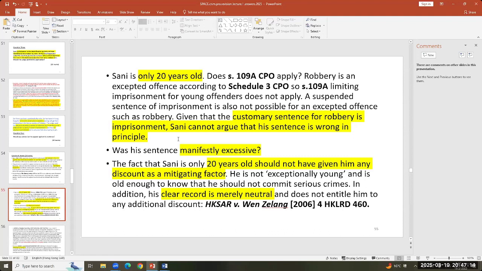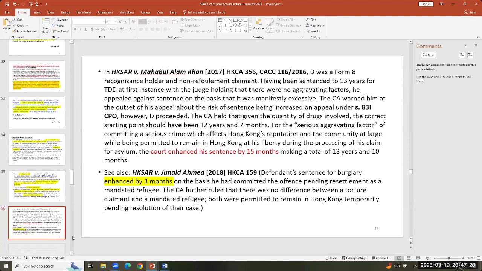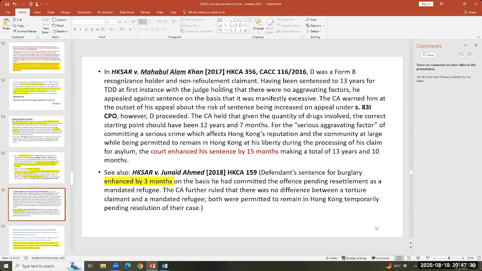He's 20, so he's not young enough to get any discount for his exceptional youth. The fact that he's got a clear record as well is not a mitigating factor. It's just neutral. And then we've got some cases on the aggravating nature of being an asylum seeker or a Form 8 holder. So both of these cases, your notes.